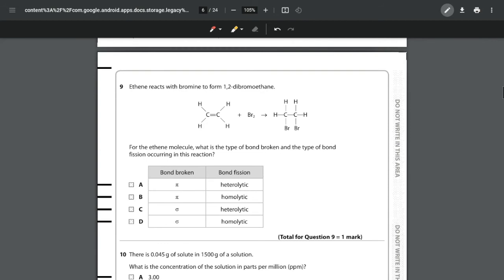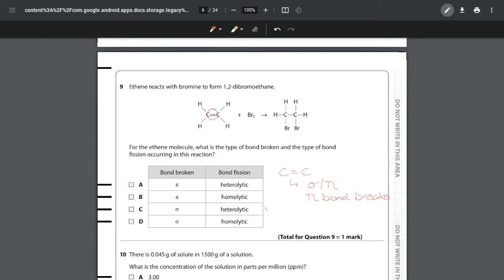For question 9, we are looking at the reaction of ethene with bromine to form 1,2-dibromoethane. So we're getting some sort of addition reaction happening here. And for the ethene molecule, we want to think about what type of bond is broken and what the bond fission is. Well, we know that we're having to break this double bond, and all double bonds are made up of a sigma and a pi bond, but it is the pi bond that breaks. Remember, we do not break the sigma bond here.